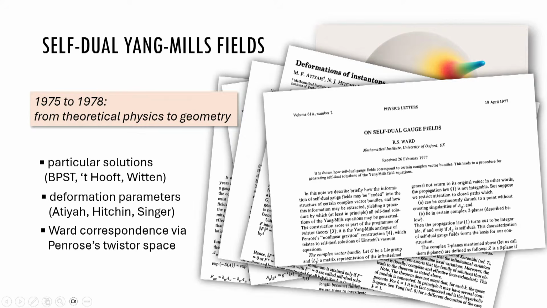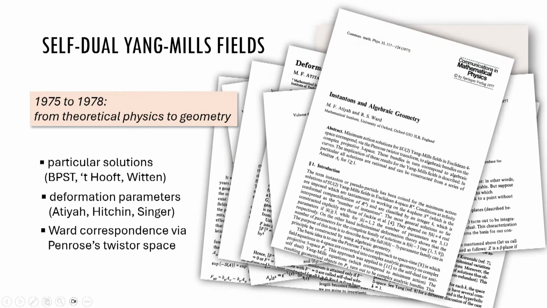The search for the general solution in any form was made possible by work of Richard Ward. He was a student of Roger Penrose. Penrose had this twistor program at the time which tried to interpret the equations of mathematical physics in terms of complex geometry. And Ward's correspondence was a sort of instance of that general plan, and he interpreted the self-dual Yang-Mills equations in terms of complex geometry on the complex projective 3-space. That opened up the possibility of understanding the general solution using algebraic geometry.